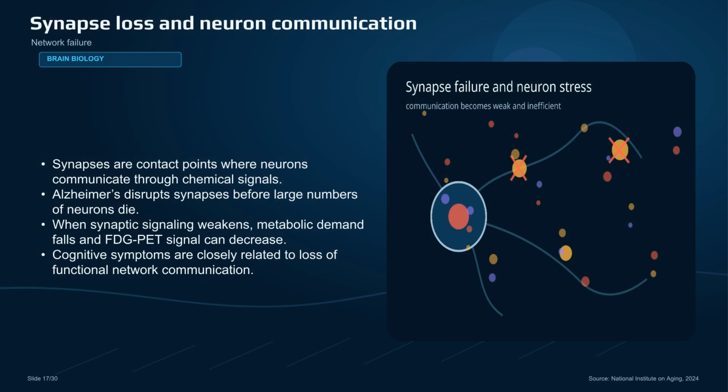Alzheimer's disease disrupts synapses, the contact points for neuron communication, leading to synapse loss. This weakens signaling, reduces metabolic demand, and is closely linked to cognitive symptoms.